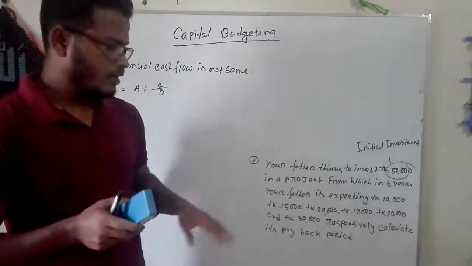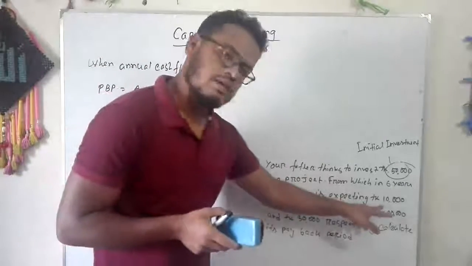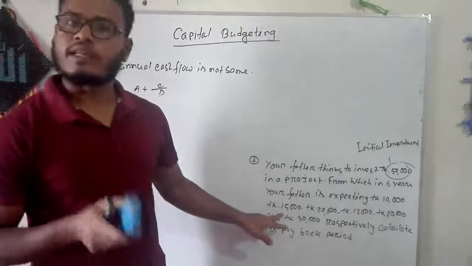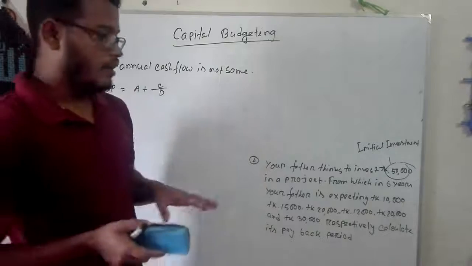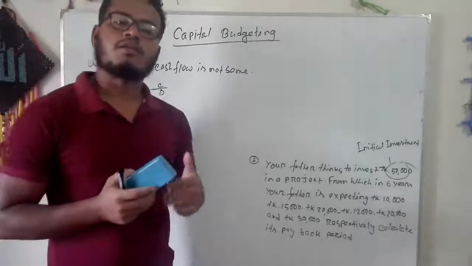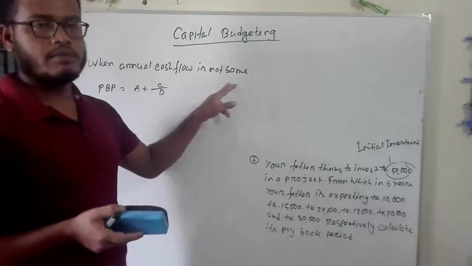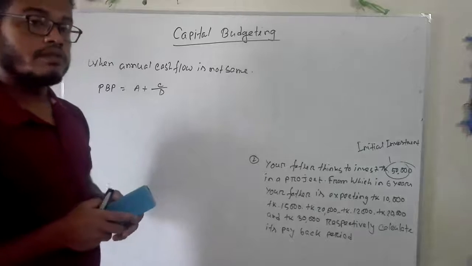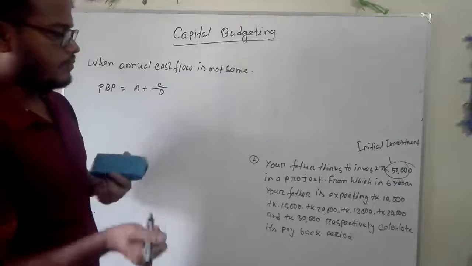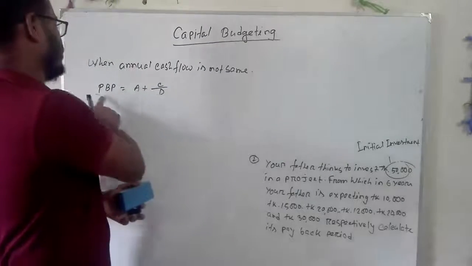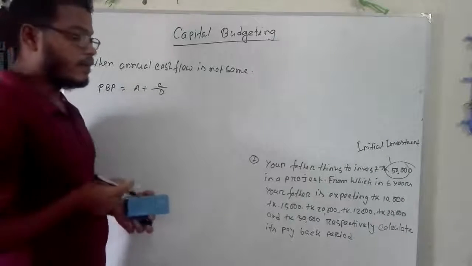So dear student, here the cash inflow of each year is not the same, because the first year is 10,000 and the second is 15,000. So 10,000 and 15,000 are not the same. So here the annual cash inflow is not the same. For this reason I am applying the second formula. The payback period is equal to A plus C divided by D.